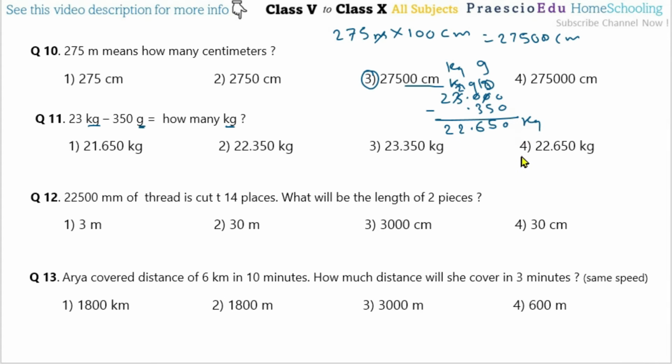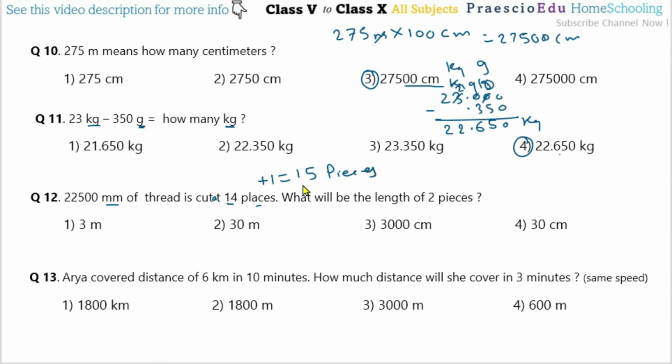Okay, 22.650 kg means option number 4 is the correct one. Then question number 12, 22,500 mm of thread is cut at, sorry, A is missing, cut at 14 places. What will be the length of 2 pieces? Now cut at 14 places, so how many pieces will come? With the addition of 1, there are 15 pieces.